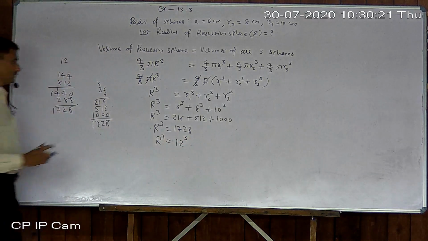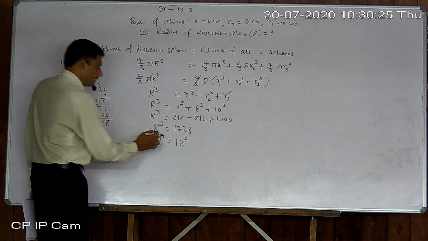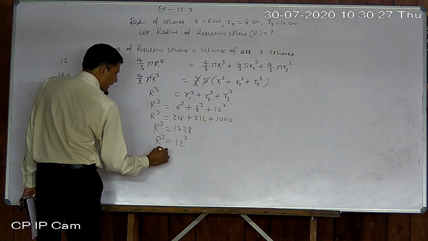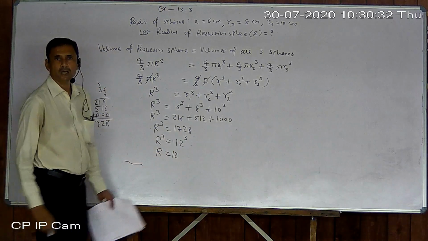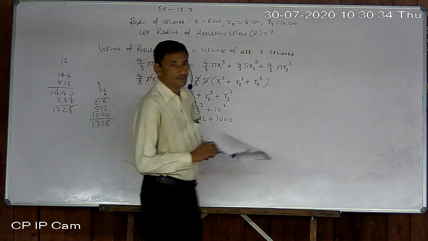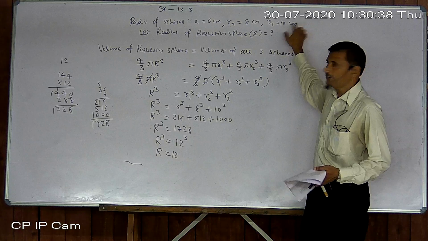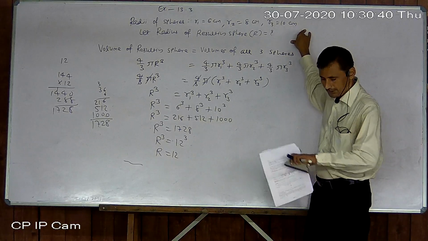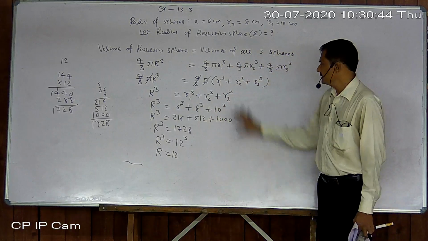Okay. So now take the cube root. Don't understand it as cancelling 3. Just take the cube root. So it is R and this is 12. Now write the statement: the radius of the resulting sphere is 12 centimeters, because all measurements are given in centimeters. Okay, so write it that way. So I think that is very simple.